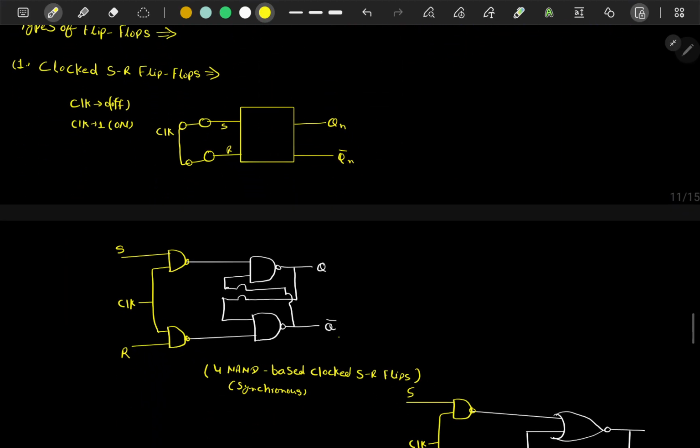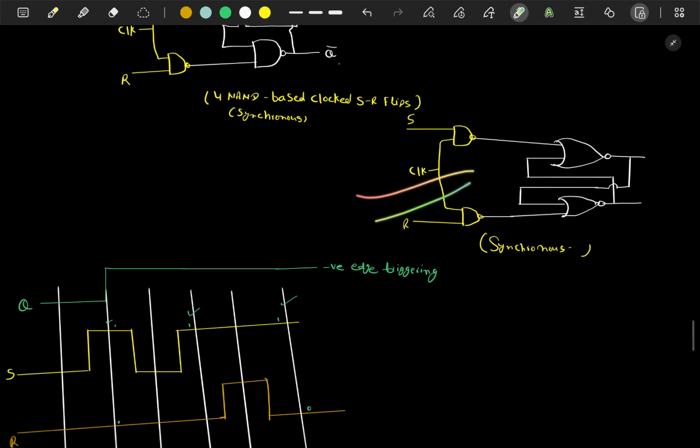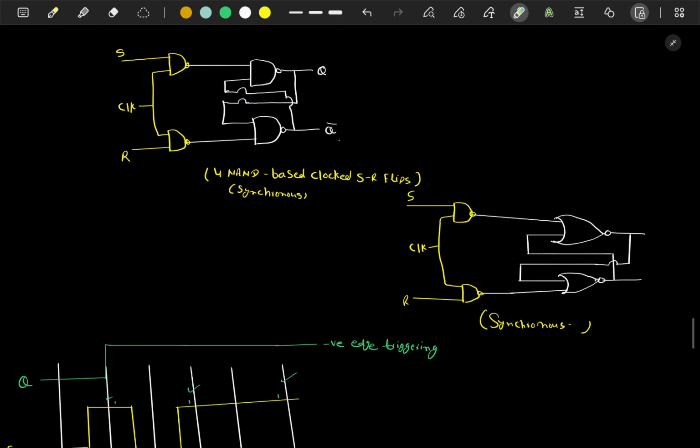Now the types of flip-flops. There are two types: clocked and unclocked. If the clock is 0, then we call it off. If the clock is 1, then we call it on. So for S and R we give a clock signal to this. We have made the NAND based SR flip-flop, and now we will need 4 NAND gates to make a synchronous clocked SR flip-flop, and similarly for NOR based. Just remember this: how many NAND gates are required to make a clocked, meaning synchronous, SR flip-flop? We will need 4 NAND gates.